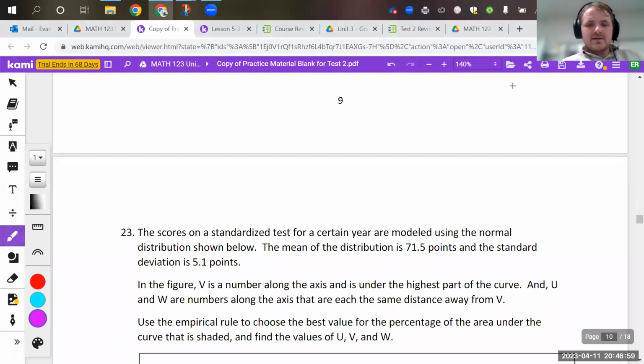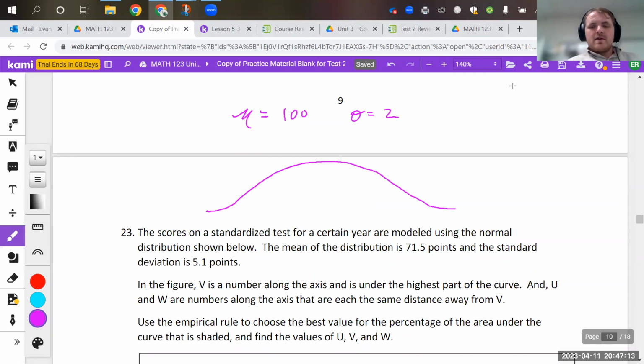If you have a mean, so let's say your mean was 100 and your standard deviation was 2. If you're drawing your curve, and I'm actually going to draw this a lot bigger. All right, so if you've got 100 there in the middle, and then you've got 98 and 102, that area under the curve is going to be 68% of the whole thing.